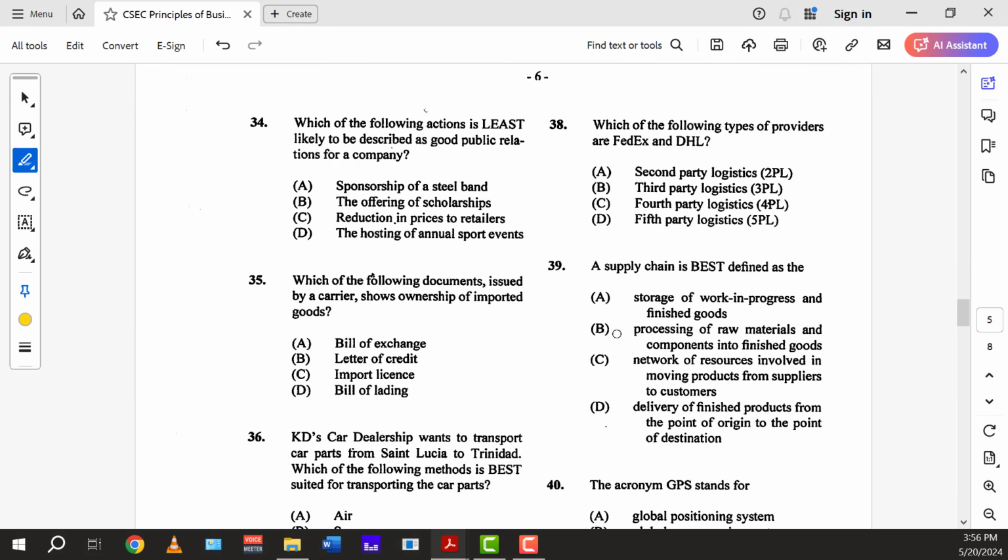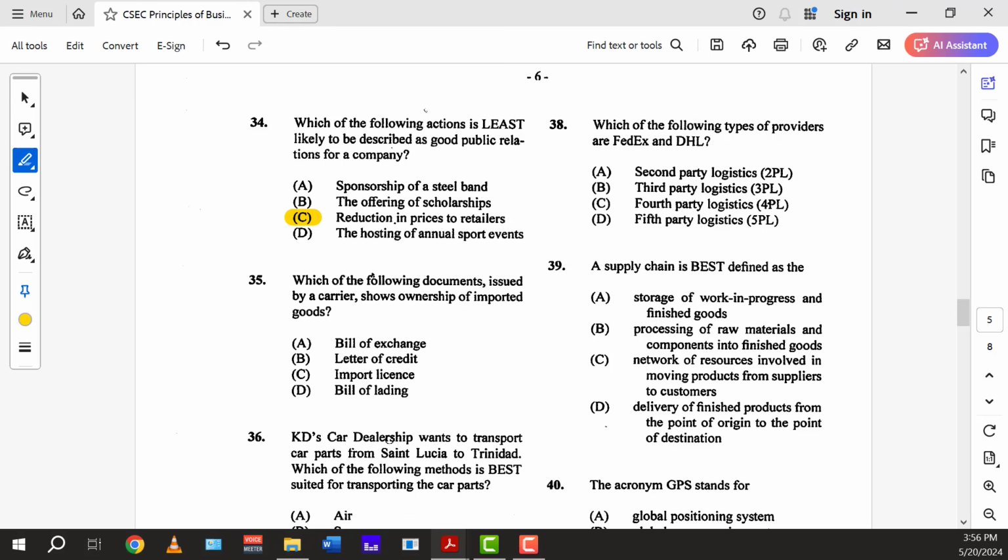34. Which of the following actions is least likely to be described as good public relations for a company? Least likely. So A. Sponsorship of a steel band, sure. B. Offering of scholarships, why not? C. Reduction in price to retailers. Or D. Hosting an annual sport event. So the best answer is C. Reduction in price to retailers. That ain't got nothing to do with PR, that's business.